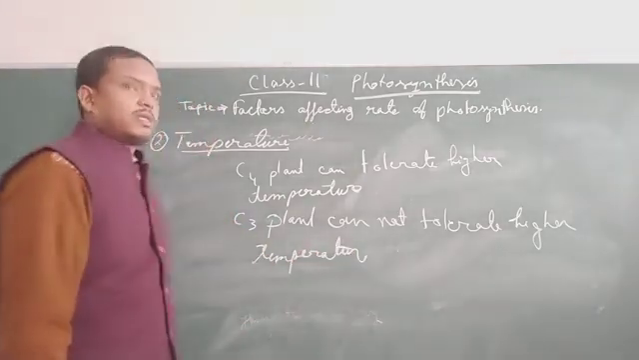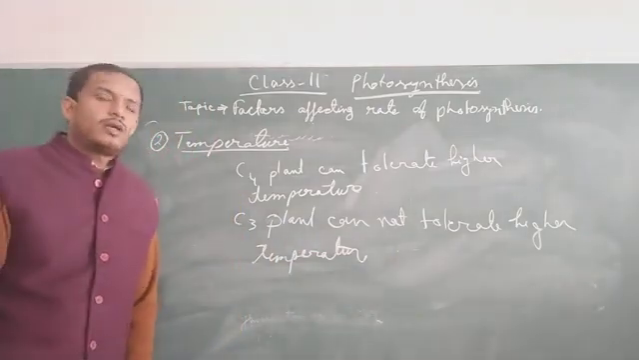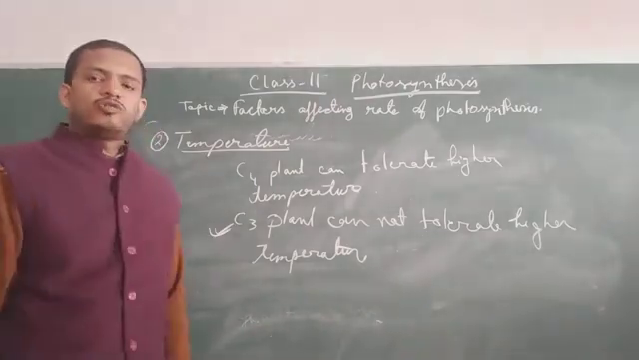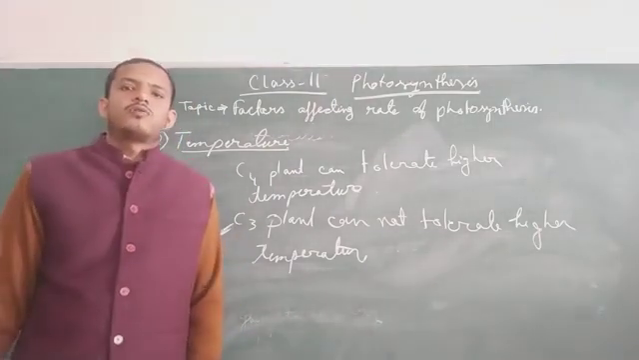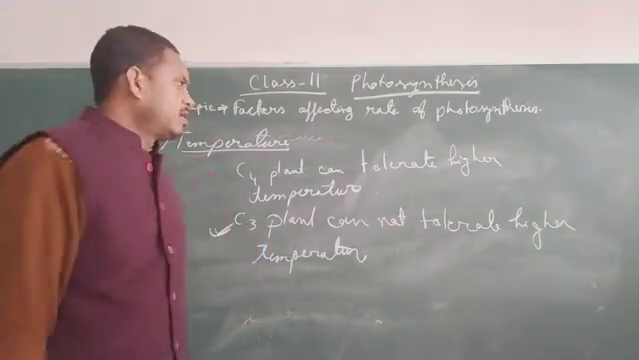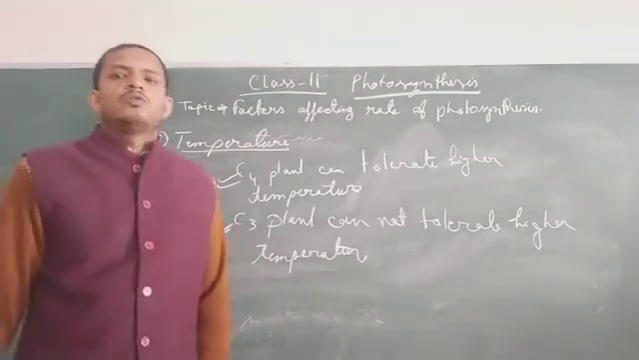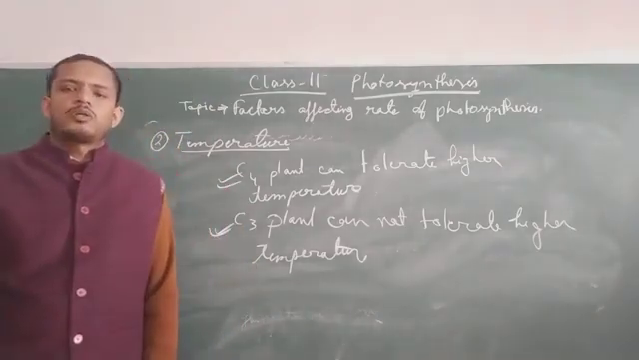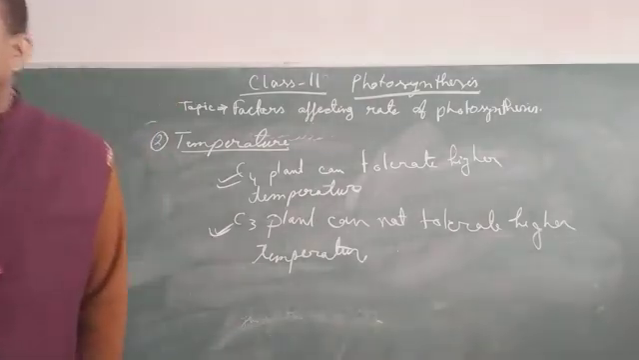So we can say that if the temperature is very high, then in the case of C3 plant, what will happen? The rate of photosynthesis is going to be affected, correct? But in the case of C4 plant, even at that higher temperature they can carry out the process of photosynthesis.